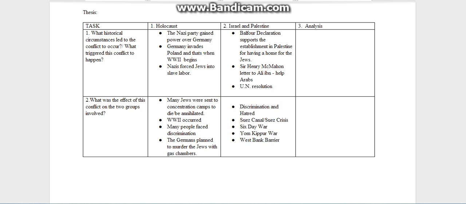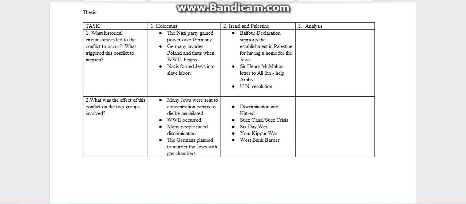And the second event is the Israeli and Palestinian conflict. So I wrote the Balfour Declaration supports establishment in Palestine of a home for the Jews. And Sir Henry McMahon's letter to Ali ibn Hussein helped Arabs, and the UN resolution.